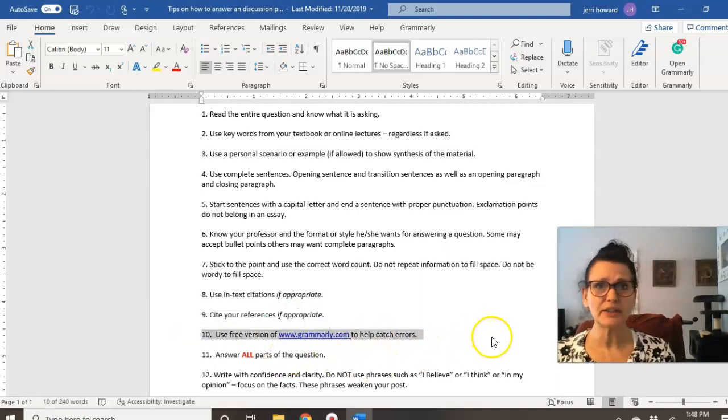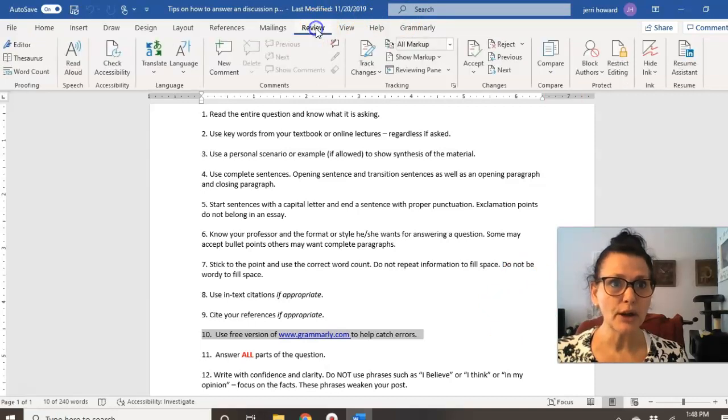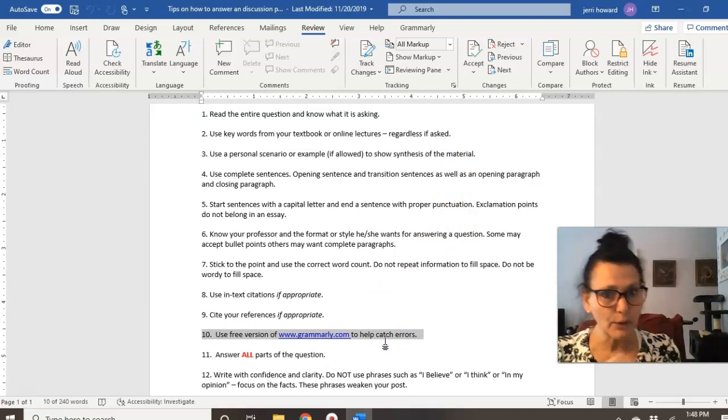I recommend using the free version of Grammarly. It will catch errors that Microsoft doesn't catch. Now, when I use Microsoft, I use the editor first. Then I take that document and send it to Grammarly. Grammarly is going to catch more than Microsoft.